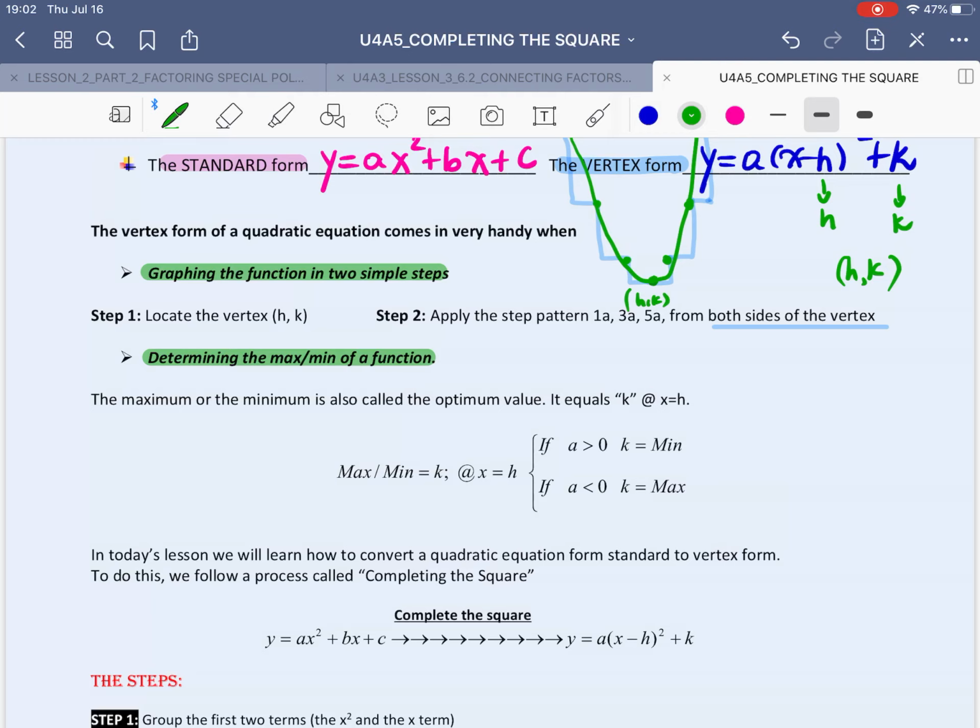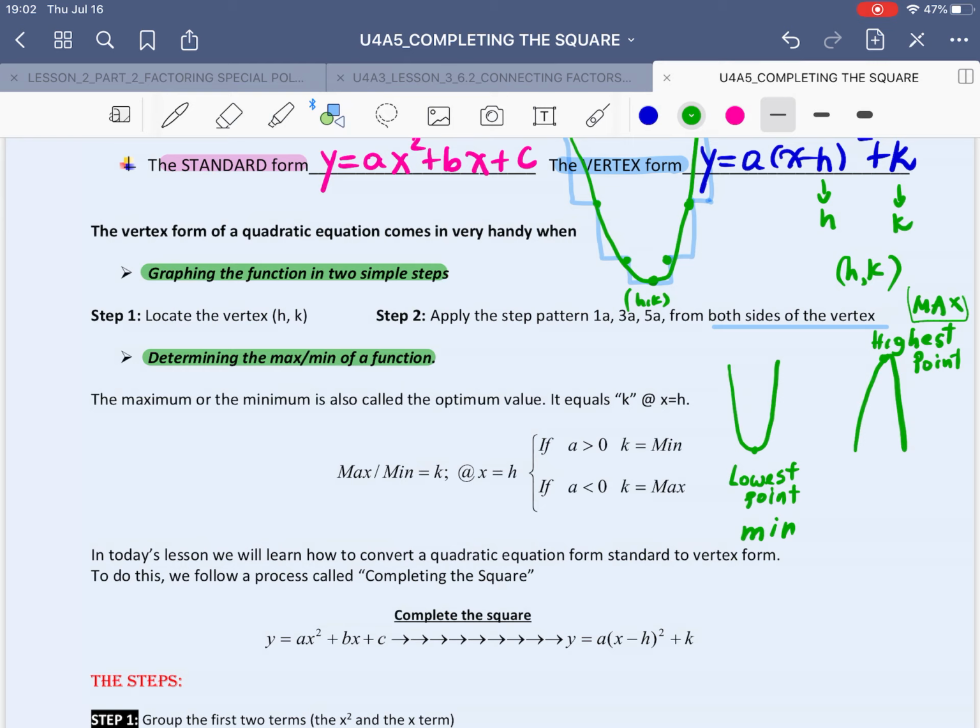So we all know that a parabola can have a minimum when it opens up, or it can have a lowest point, or it can have a maximum when it opens down, which means that we have a highest point on a parabola. So we are able to mark the highest point. In this case, we say the parabola has a maximum.